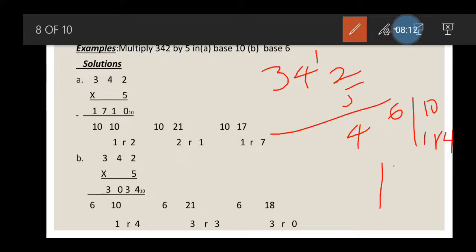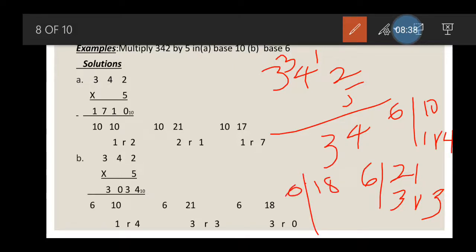It is more than 6, so 21 divided by 6 will give us 3, if I'm not mistaken, remainder 3. Okay. So that 3 comes here. The other 3 goes up here. So 5 times 3 is 15, plus 3 is 18. So we divide 18 by 6. That will give us 3 remainder 0. So that 0 comes here, and we have 3 here.